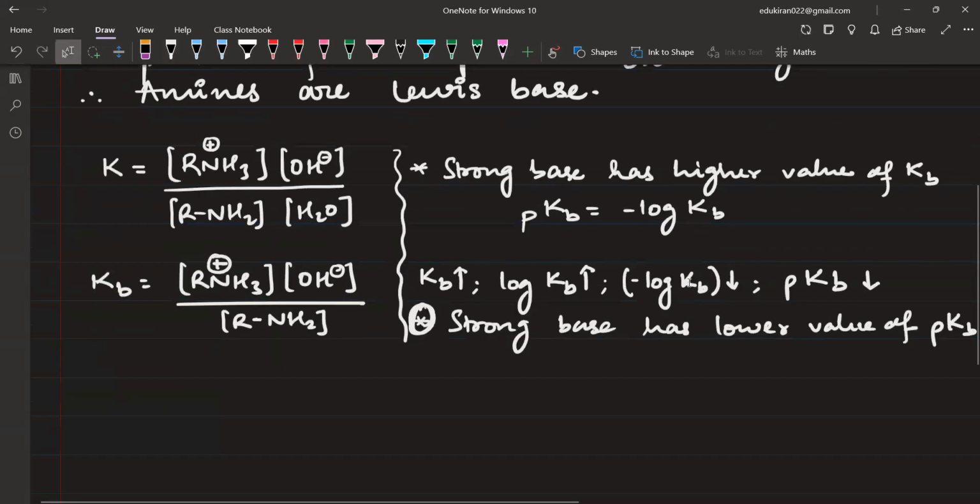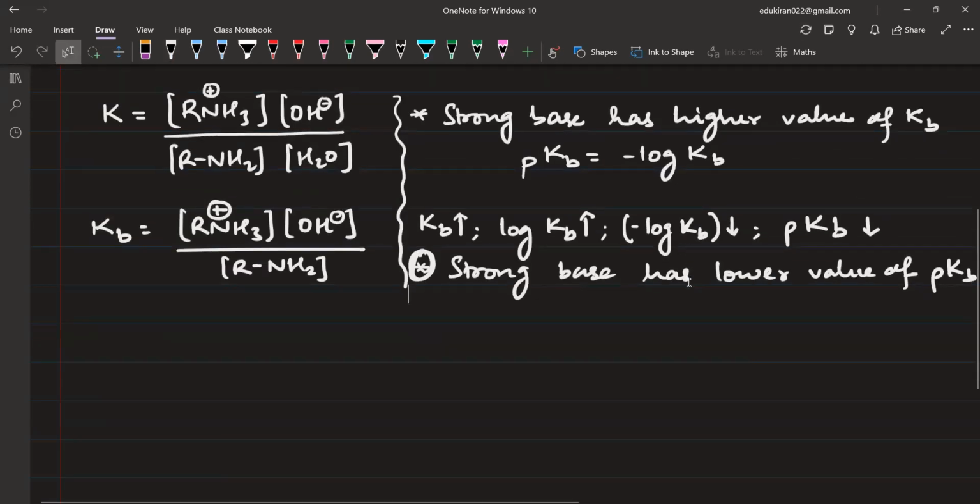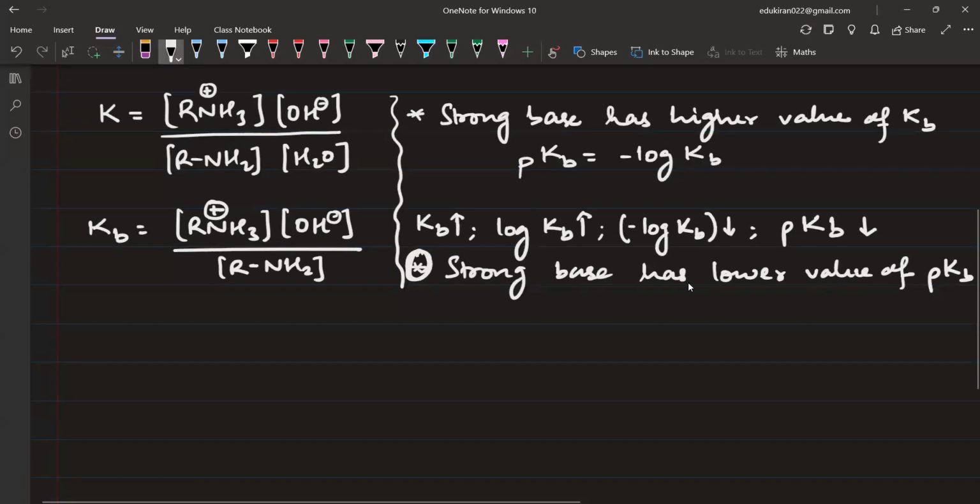Now moving on to the different amines and their strengths. Before amines, we can talk about ammonia also, which has 3 hydrogens attached to the nitrogen atom. Then we have the primary amine, in which one alkyl group is attached with 2 hydrogens.